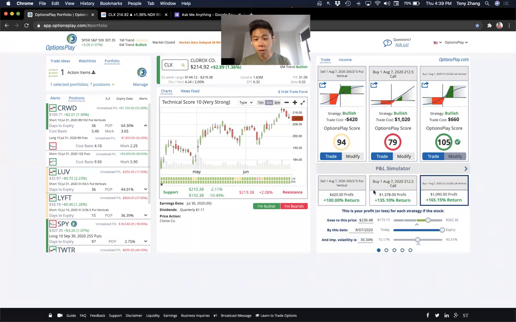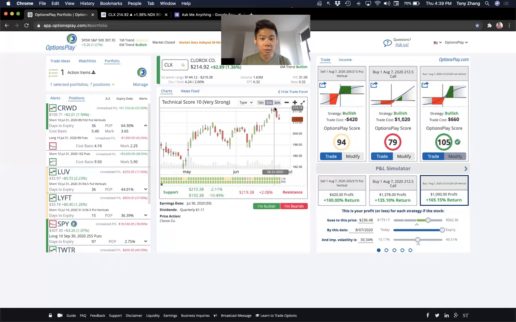So on a name like Clorox, if it revisits its 52-week high, which is around 220 or so, as you can see here, that's really where the credit spread shines, because you don't have to have a big move to the upside and you can collect 42% of the width, versus the debit spread, where you're looking at about a 13% profit if the stock reaches back to its 52-week high. So if it goes back to its 52-week high, the debit spread's not particularly attractive.